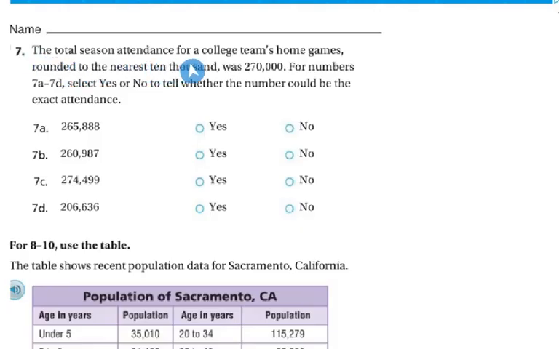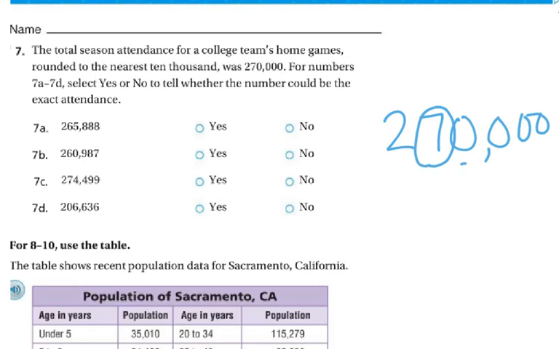The total season attendance for college teams' home games, rounded to the nearest 10,000, was 270,000. For numbers 7A through 7D, select yes or no to tell whether the number could be the exact attendance. So remember that we're looking at the 10,000s place. I'm going to put it over here. 270,000. So if this is the number we were changing, we were looking to see if that number had enough power, right? So 265, so the 5, does it have enough power to change the 6 to a 7?